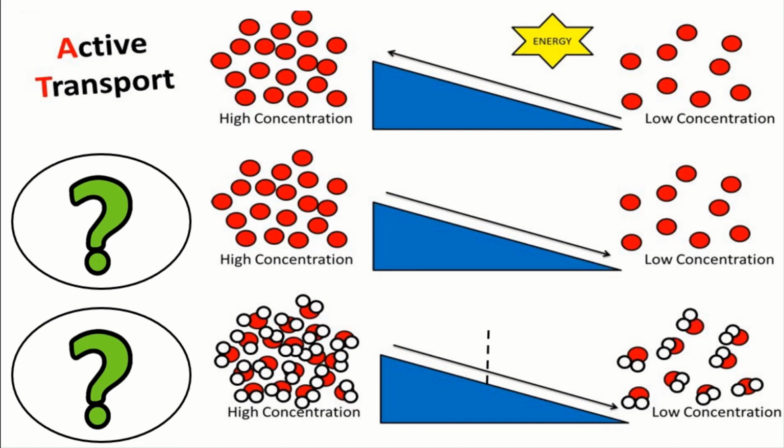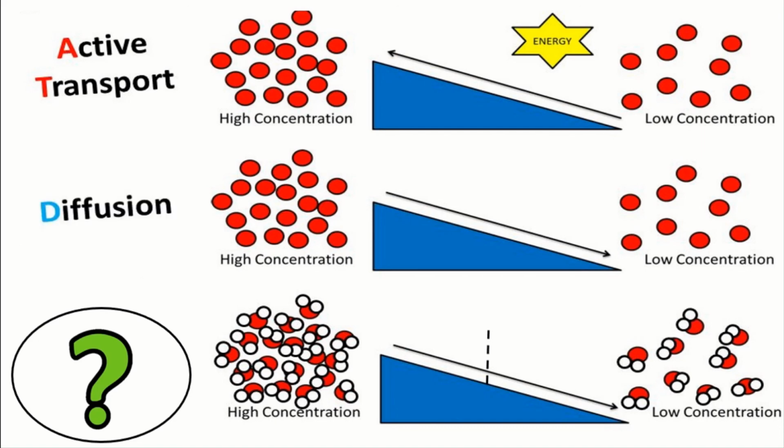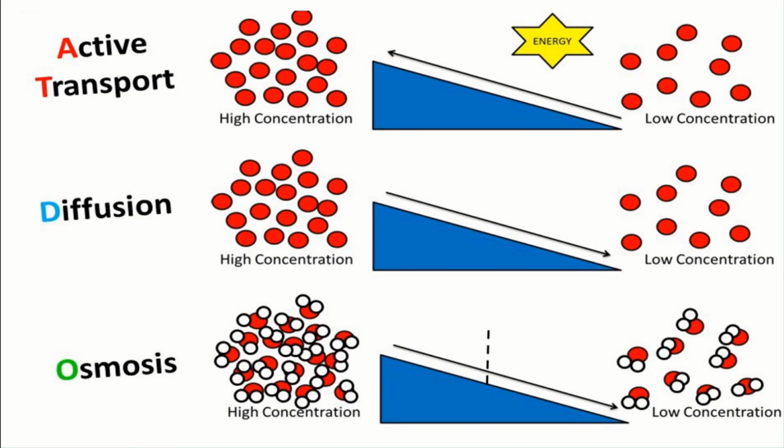So quickly here, this top one I can tell is active transport because it's going low to high and needs energy. That middle one's going high to low, but it's not water, there's no membrane, so it's diffusion. And the very bottom one is water, because number 1, I recognise they're water molecules, and number 2, I can see it's got the partially permeable membrane, so therefore that must be osmosis.